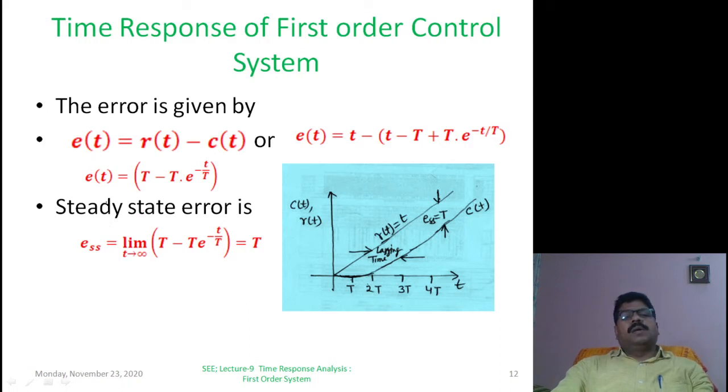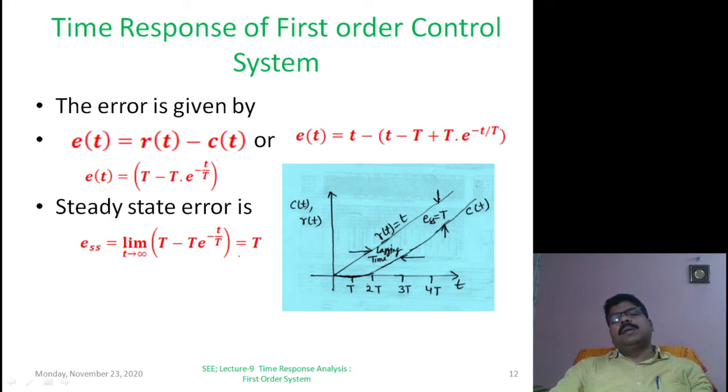So for the steady state error, as t tends to infinity, E_ss will be equal to limit t tends to infinity of capital T minus capital T e to the power minus small t by capital T. Since this term will become 0, the steady state error will be capital T.